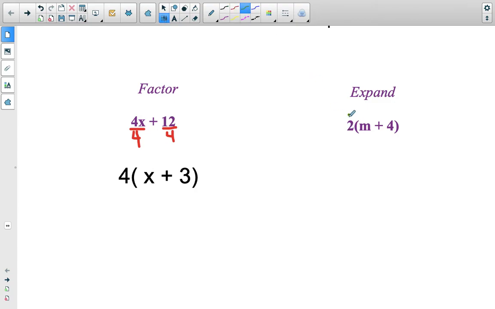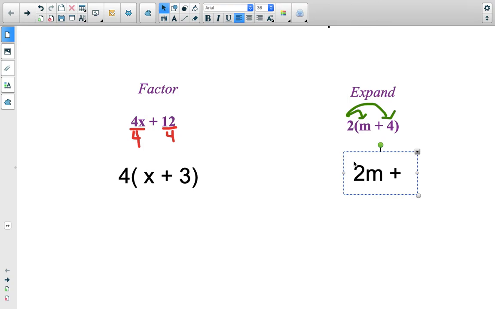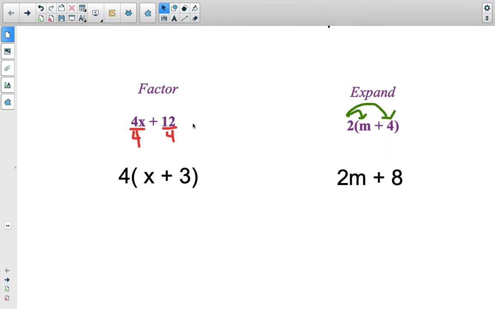If I expand, which you guys are all very well aware of knowing how to expand, I just need to multiply 2 by m and 2 by 4. In this case, I get 2 times m, which is 2m, and 2 times 4, which is 8. So that's expanding, and that is factoring. Okay?